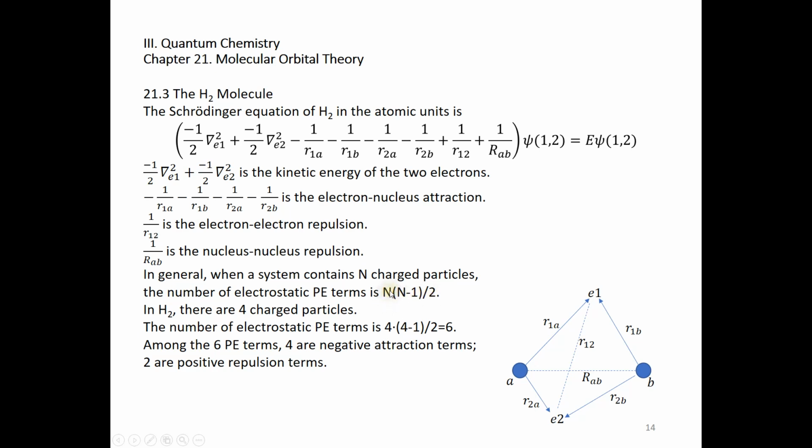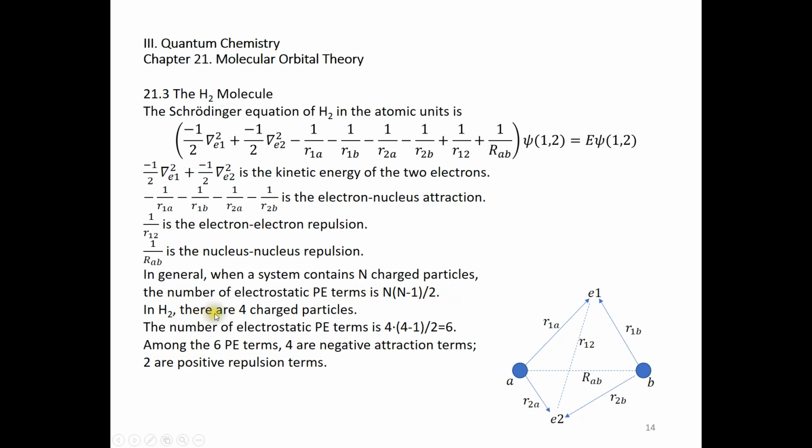So for each of the n charged particles, it feels either attraction or repulsion from the other n minus 1 charged particles. Therefore, in total, we have n times (n minus 1) terms for potential energy. Why divided by 2? Because if we count the potential energy terms in this way, we double count every single electrostatic term 2 times. That's why we need to divide everything by 2.